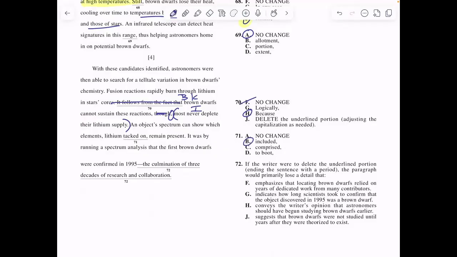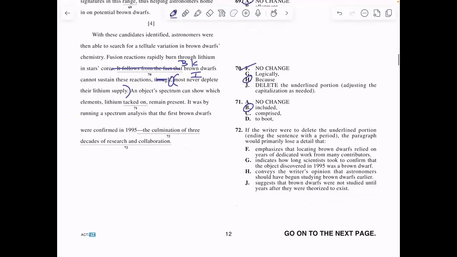An object's spectrum can show which elements, lithium tacked on, remain present. Ooh, B? That is such a weird sentence. An object's spectrum can show which elements, lithium included, remain present. So don't take that part out. That was kind of confusing to me, even though that's part of my question. An object's spectrum can show which elements remain present. Done. And then you kind of have lithium included as that extra detail. If the writer were to delete the underlined portion, the paragraph would lose a detail.